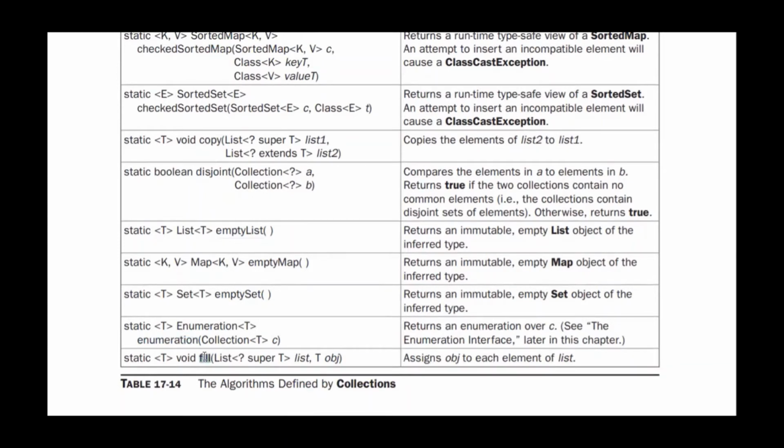Then the fill method. This assigns the object to each element in the list. So just fill up. To the list we have to pass an object. This object will fill up the list, so each element gets assigned.